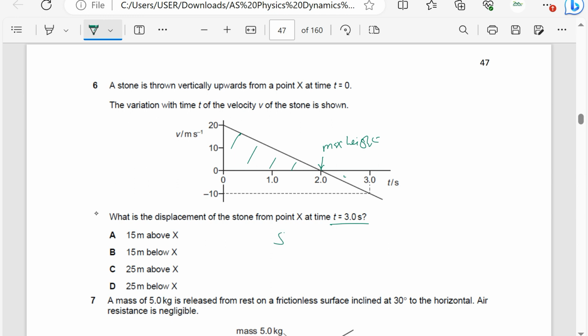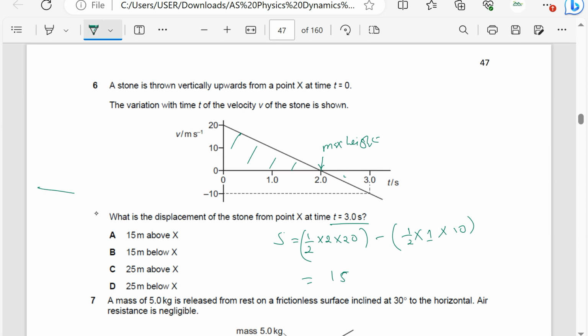So the displacement S is going to be the distance upwards, which is the area of a triangle, a half times 2 times 20, minus the distance down, which is a half times 3 minus 2, which is 1, times 10. So this is 20 minus 5, which is equal to 15. Here it was going upwards, here it is going downwards, so it is still above the point of projection. So the answer is 15 meters, but it is above X.